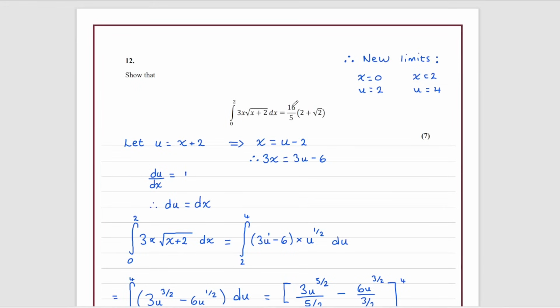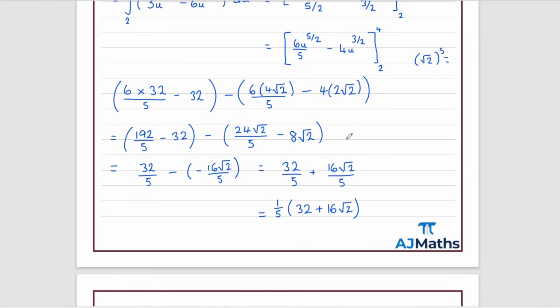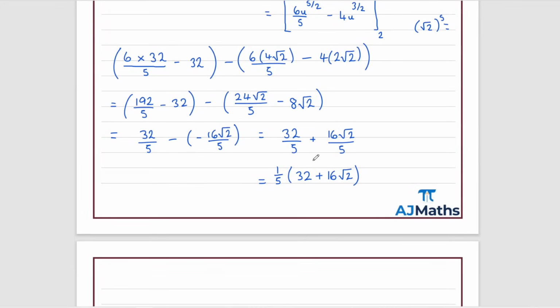Obviously, we want 16 over 5 here. So obviously, you could have just done it all in one swoop. You could have just factored out 16 over 5. I've kind of broken it down into 2 steps just so you can see how that works. So if we factor out the 16 here, we get 16 over 5 times 2 plus root 2, which is exactly what we needed here. So as required. And that gets us all 7 marks there.